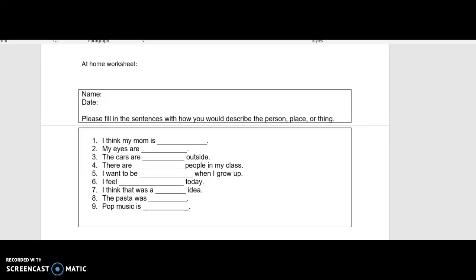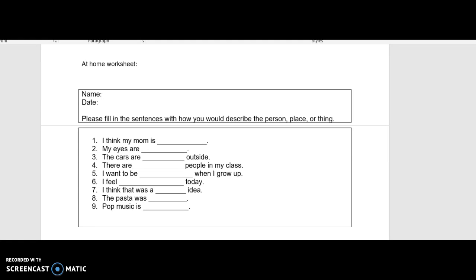Then after viewing the Prezi and exploring the game a little bit, I will give you this worksheet the previous day in class, and I want you guys to fill it out at home. You just have to fill in the sentences with how you would describe the person, place, or thing, the noun. It's pretty simple, but I want you guys to think about the adjectives that you use.